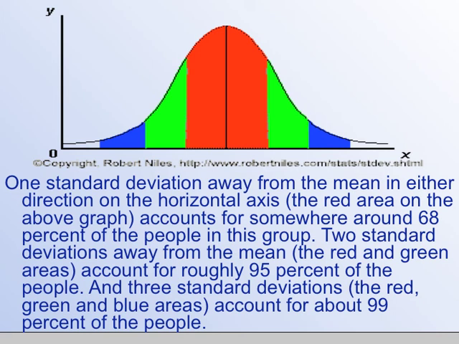Now, if we start looking at the red and the green, we have 95% of our data located right there between the green and all the red sections. If we're talking about the green section, you are 2 standard deviations away from the mean, above or below. Now, at 3 standard deviations, the red, the green, and the blue areas account for 99% of all people. Okay? We're going to talk about this a lot more. I'm just giving you a little insight.